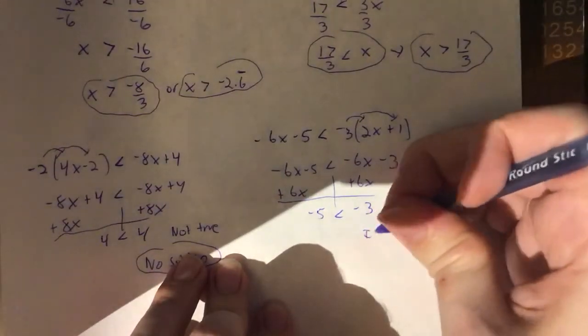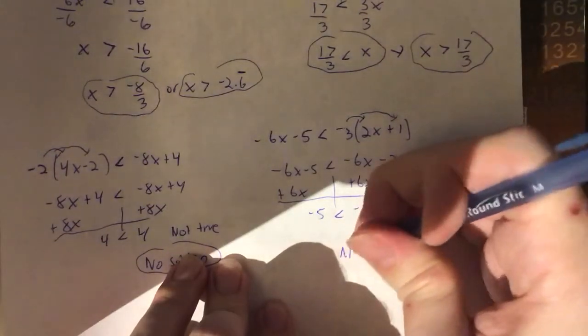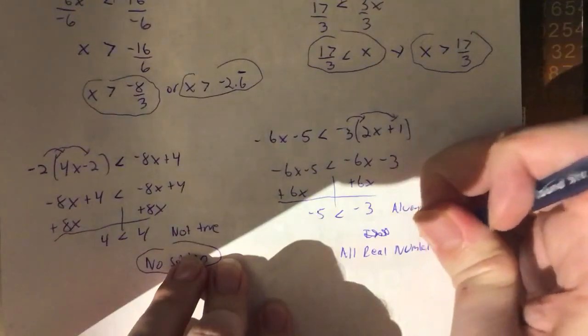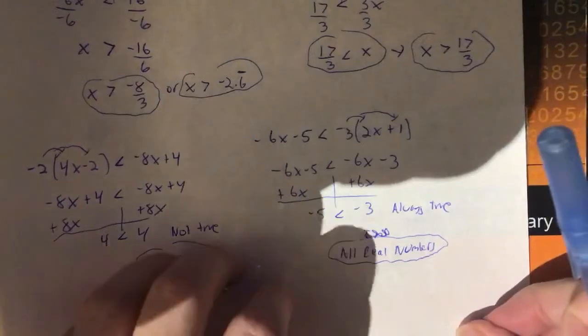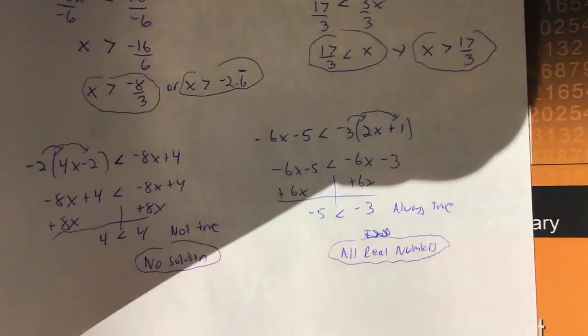So this would be infinite solutions. Basically, we say all real numbers instead of infinite solutions. So if every answer works, it's infinite, we call it all real numbers. That means every single number works. That's how you solve inequalities with variables on both sides.